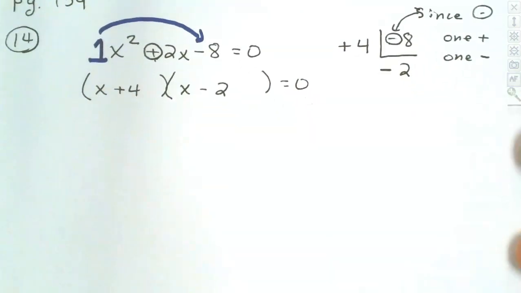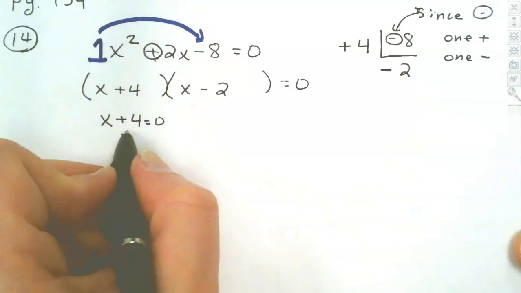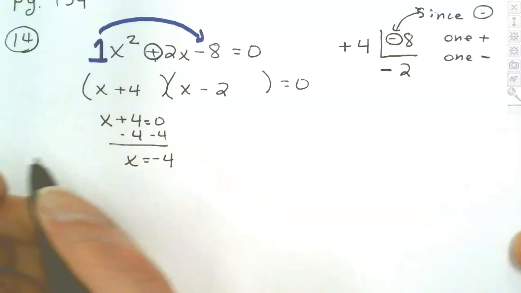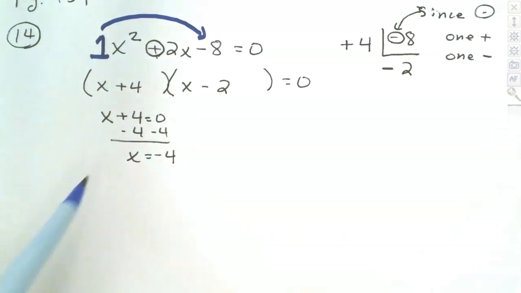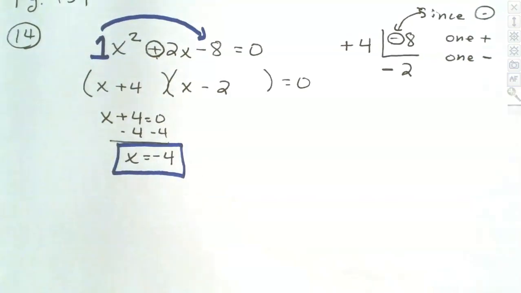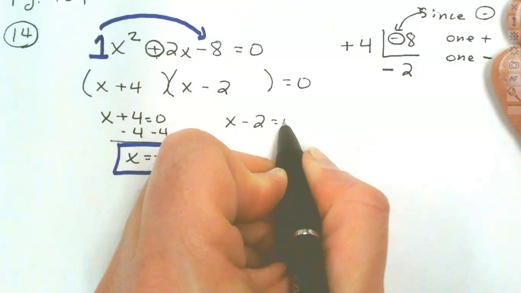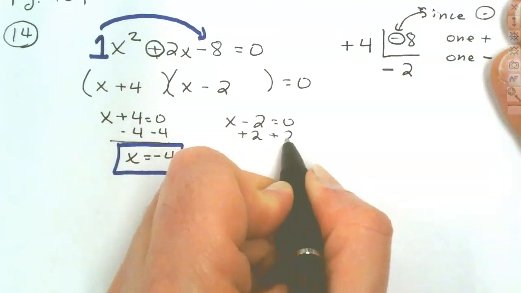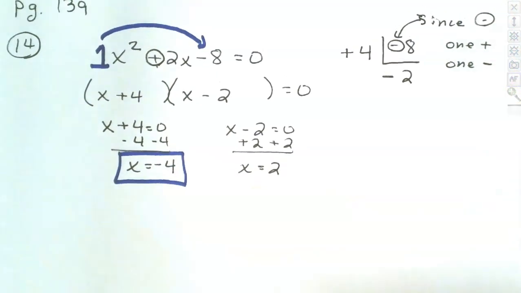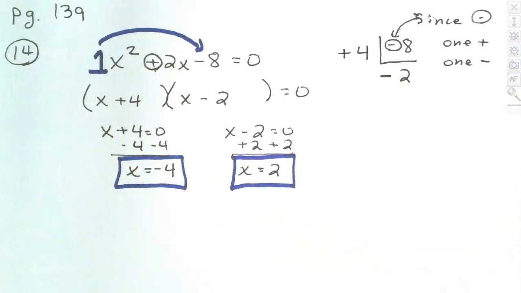Now we can break it down, get our two solutions. So we have x plus 4 equals 0. Move your 4 over. So x equals a negative 4. There's your first solution. What about our other solution? x minus 2 equals 0. Add your 2. And so then x equals 2. So our two solutions here would be -4 and +2.